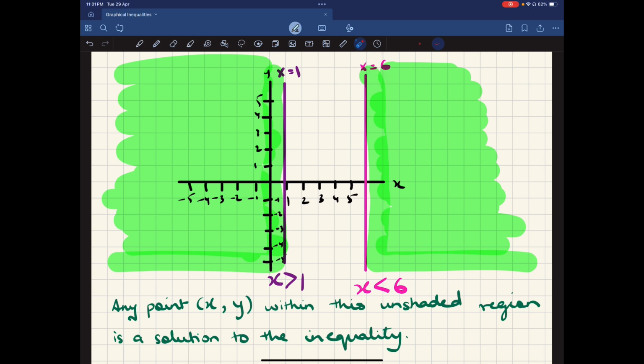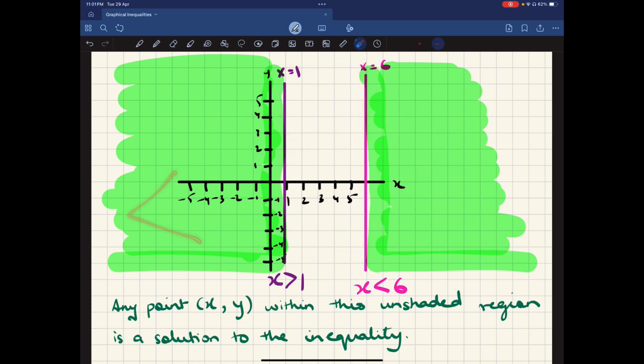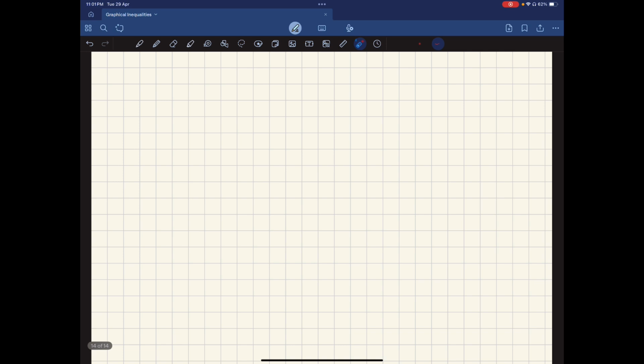If the wanted region is on the right side, right of the line, then the inequality sign is going to be greater than. And if the required region is on the left, the inequality is going to be less than. Okay, now let's tackle horizontal or slant lines.